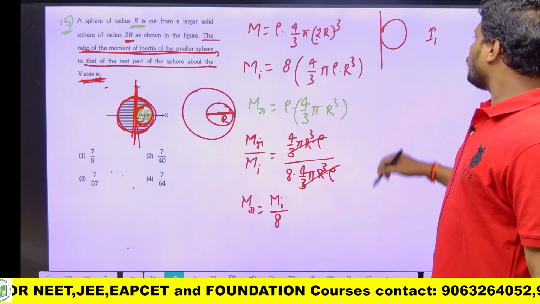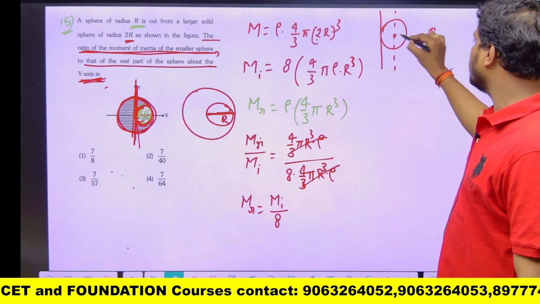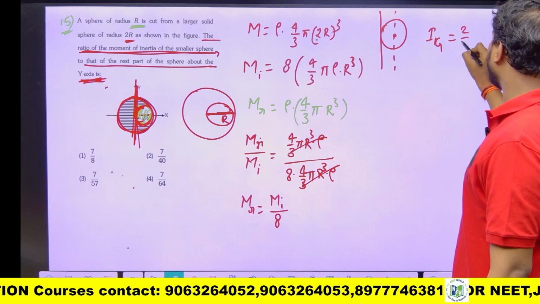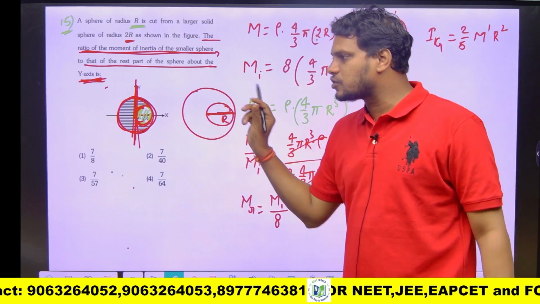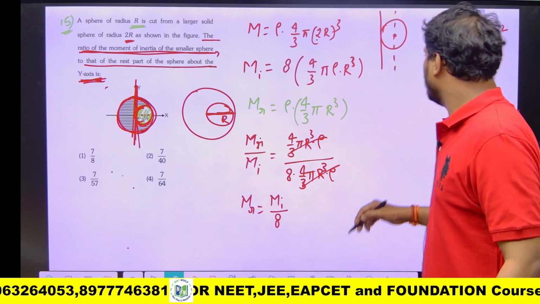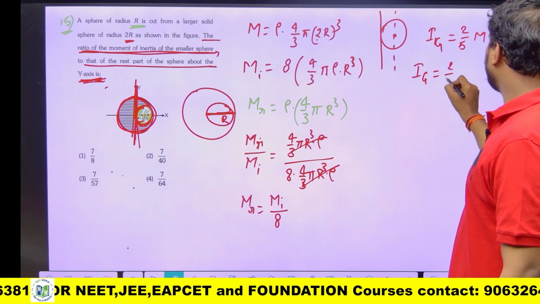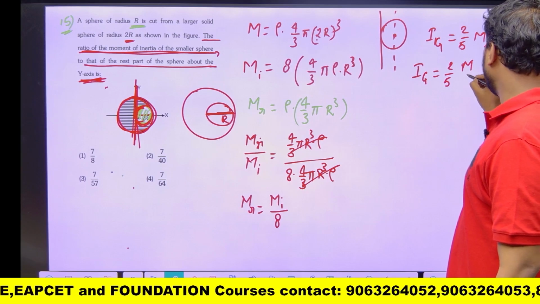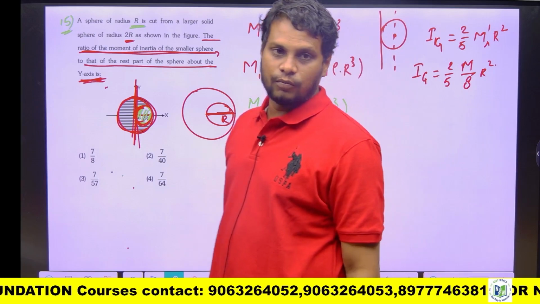So first of all, find the moment of inertia of the smaller sphere about the center. Moment of inertia of the smaller sphere about the center is 2 by 5 m' r square, because the mass of the small sphere is m', which is the removed mass. So the moment of inertia about the center Ig is equal to 2 by 5 m', or the removed mass can be taken as the initial mass by 8, into r square. This is the moment of inertia about the center.